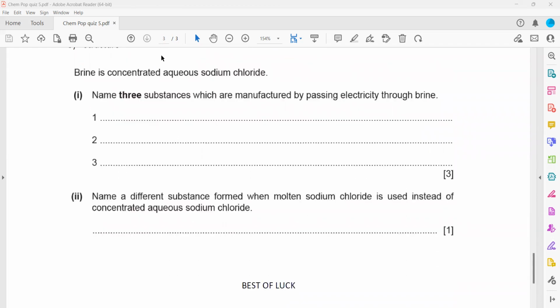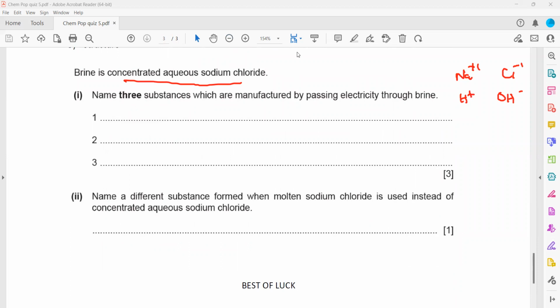Brine is a concentrated aqueous sodium chloride. Three substances are manufactured by passing the electricity. Like we have aqueous concentrated sodium chloride. So what are the ions present? We have a sodium ion, we have chloride ion, we have hydrogen ion, and we have hydroxide ion. These are the ions present.